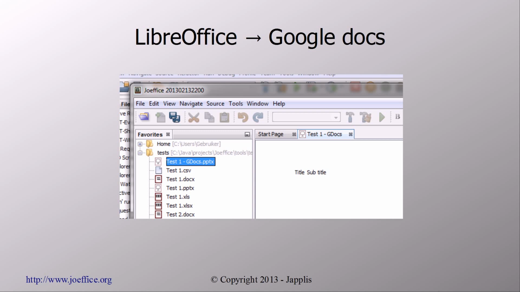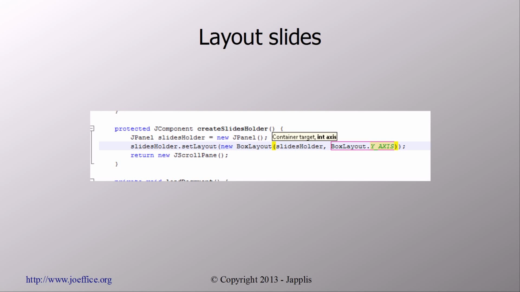So now we have a Hello World document with just one title, one subtitle, but you see, normally the title should be bigger, the subtitle should be under the title, and so on. And we have just one slide. So to add the other slides, I'm using a box layout on the y-axis. So the slides will be just like in a scroll pane, one below each other.